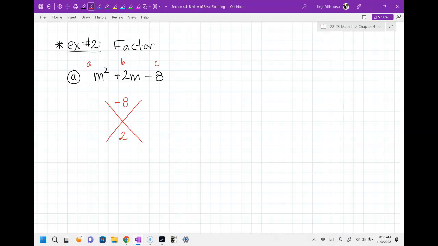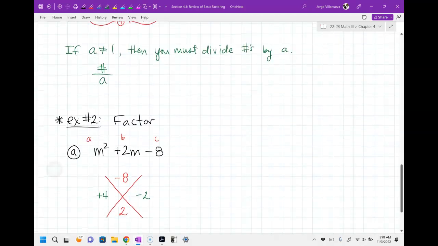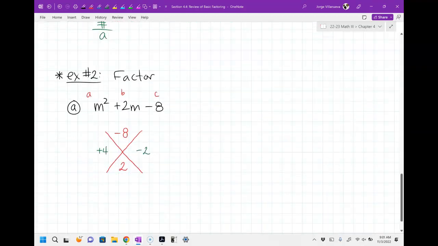Now, give me two numbers that multiply to negative 8, but when you add them, they add up to positive 2. So forget about the adding part. Two numbers that multiply to negative 8: a positive 4 and a negative 2. Those multiply to negative 8. Do they add up to 2? Yeah. So I'm almost done with my factors. Do I have to divide? Well, let's see. a equals 1. According to what I told you, if a is not 1, then you have to divide. It is 1, so we're okay.